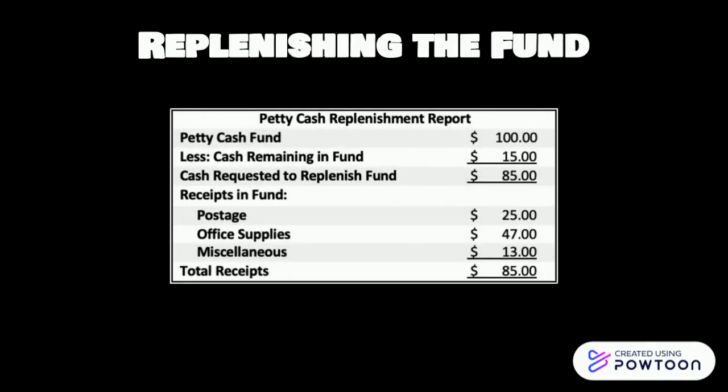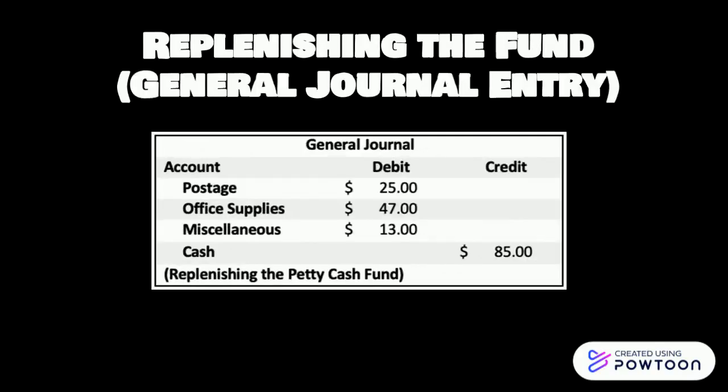The petty cash fund, which originally had $100, only has $15 remaining and requires $85 to replenish the fund. This $85 can be accounted for using the receipts in the fund, which also equates to $85. A journal entry would then be made by the business, which would debit all the receipts in the fund and credit the amount that is due, which is $85 in this example.